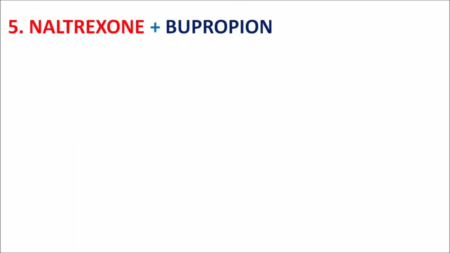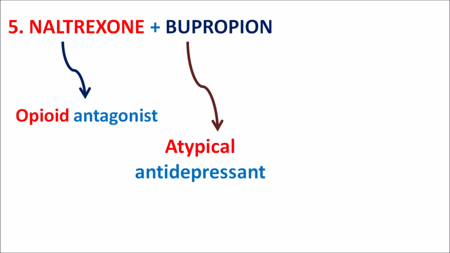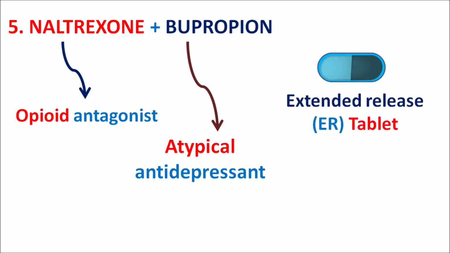Fifth one is the naltrexone and bupropion. This is a combination of two drugs which belong to different categories. Naltrexone is an opioid antagonist, whereas bupropion is an atypical antidepressant. So both are different drugs, but this combination can be used to control the body weight. And these drugs are combined in a single tablet as an extended release tablet. This tablet releases these drugs in a slow fashion, thereby it can produce pharmacological effects throughout the day. And since both of these drugs are combined in a single tablet, the patient compliance is increased with this combination.